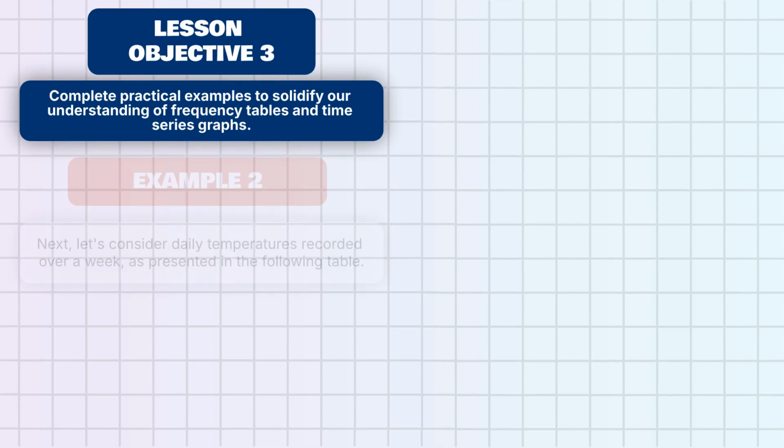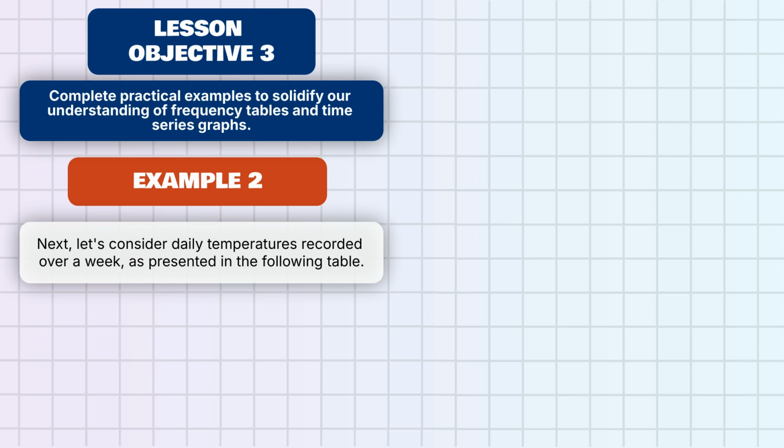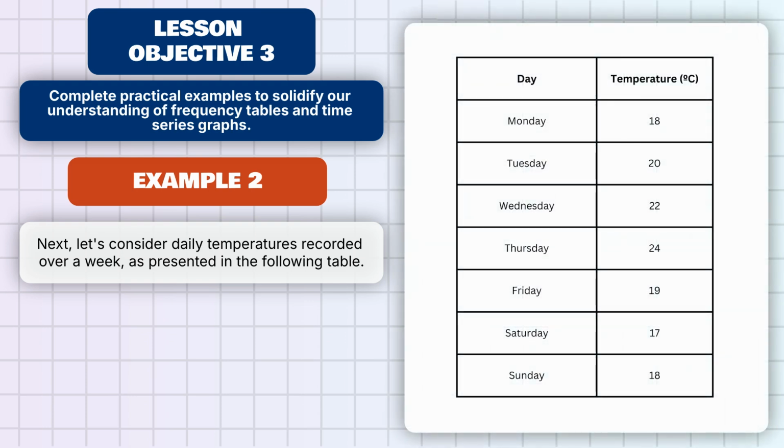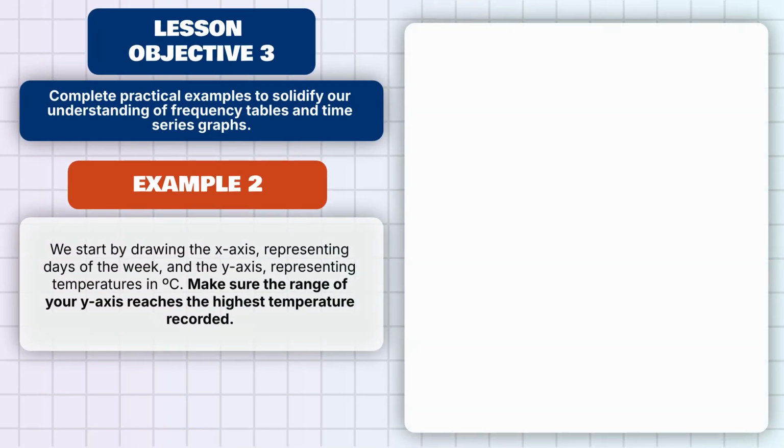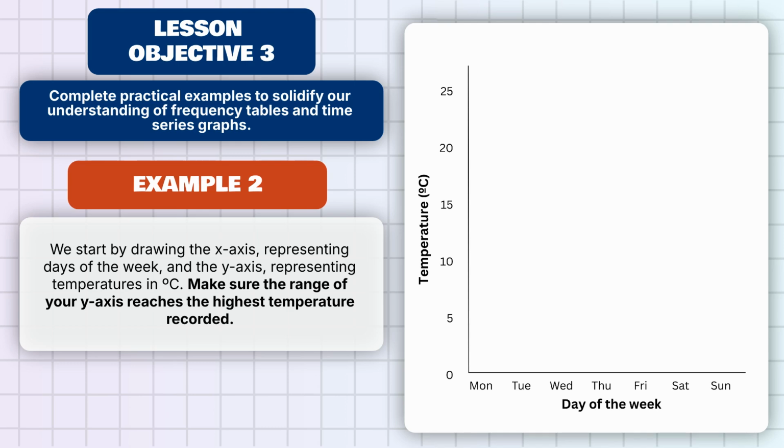Next, let's consider daily temperatures recorded over a week, as presented in the following table. Try using this information to plot a time series graph to visualize the temperature changes over the week. We start by drawing the x-axis representing days of the week and the y-axis representing temperatures in degrees Celsius. Make sure the range of your y-axis reaches the highest temperature recorded. In this example, it makes sense to go up to 25 degrees Celsius on our y-axis.